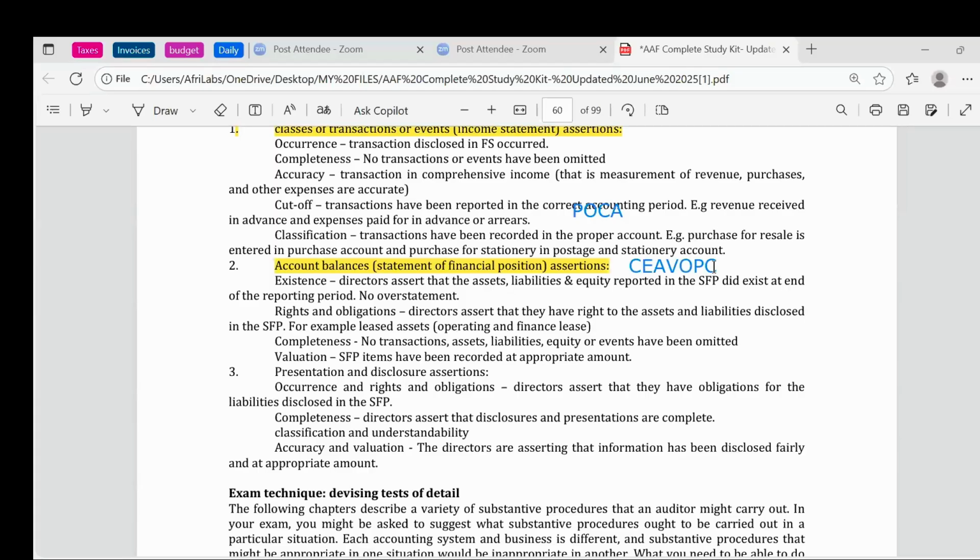Then we have C. Now, the last C is also divided into two. We have classification and then we have cutoff. Classification is making sure that every item in your SOFP and in your SOFP are properly classified in their relevant subheads.